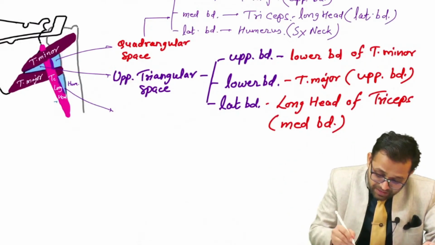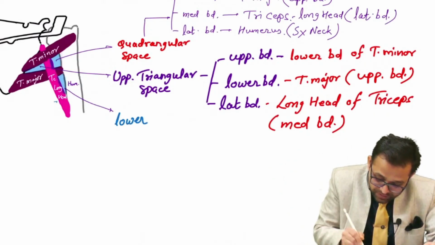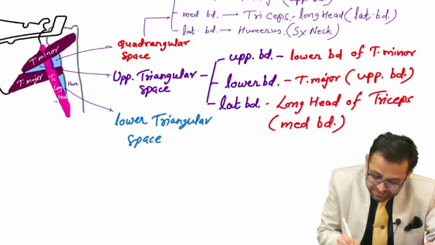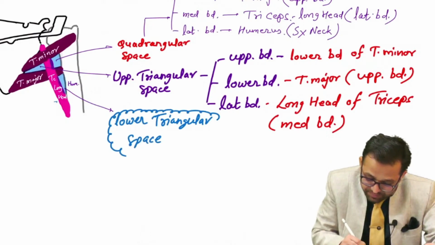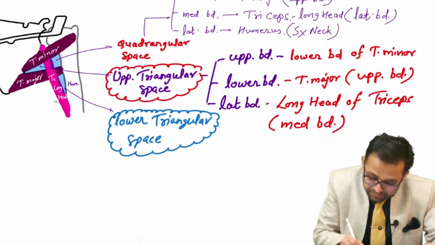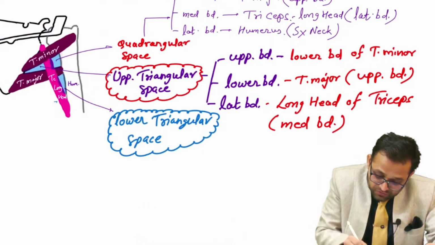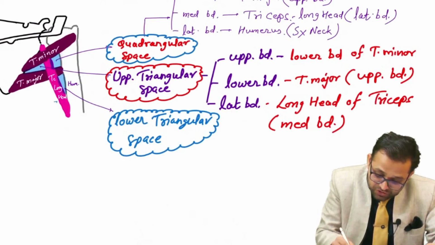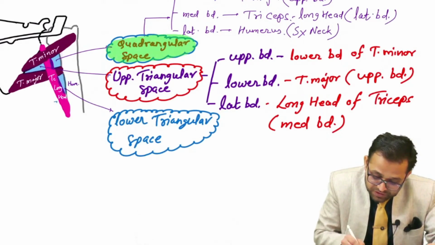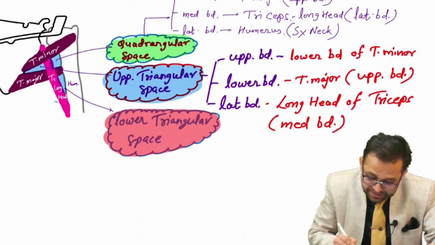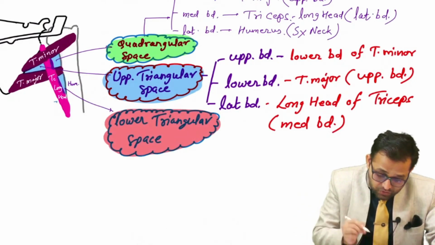Now we are looking at the lower triangular space. Okay beta, now we talk about our lower triangular space. Okay sir, the upper triangular space we had completed. Now here we are going to look at the lower triangular space, the beautiful anatomy. Here we are drawing for all of you. Sir, the quadrangular space boundaries we had completed. We had completed the upper triangular space. Now we are going to complete the lower triangular space. Agree everybody? Fine. Okay sir, so what are the boundaries?